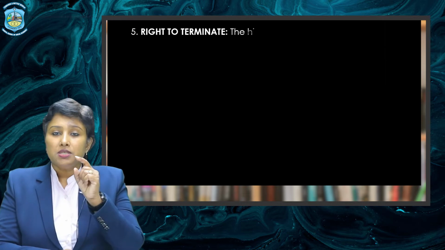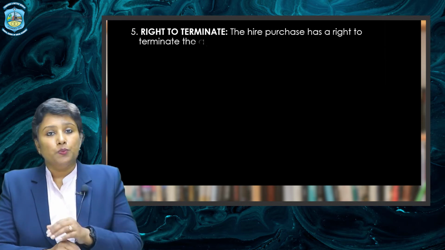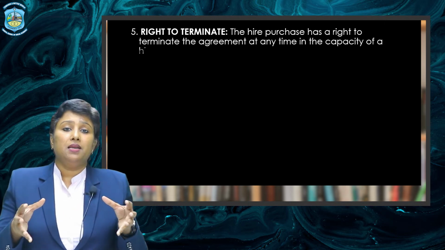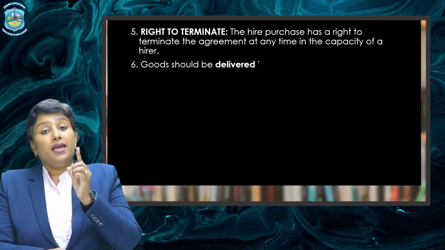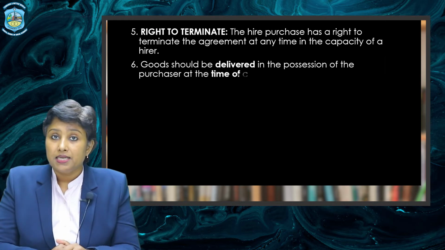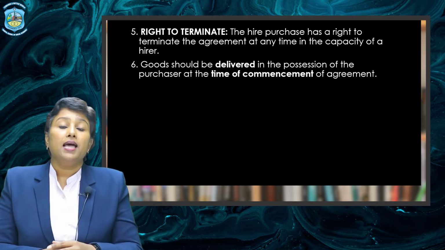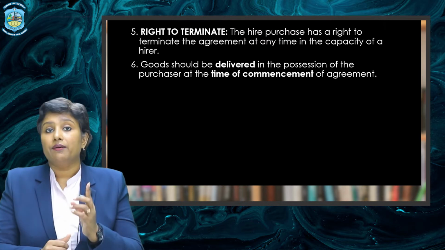The next feature is right to terminate. Now the hire purchaser has a right to terminate this particular agreement if he wants to, and mind it, he can terminate this particular agreement at any time in his capacity. The next feature is that delivery is always made at the time of commencement of this agreement. That is, as soon as the agreement is entered into, the delivery of goods has to be given by the vendor to the purchaser, and also the right to use.